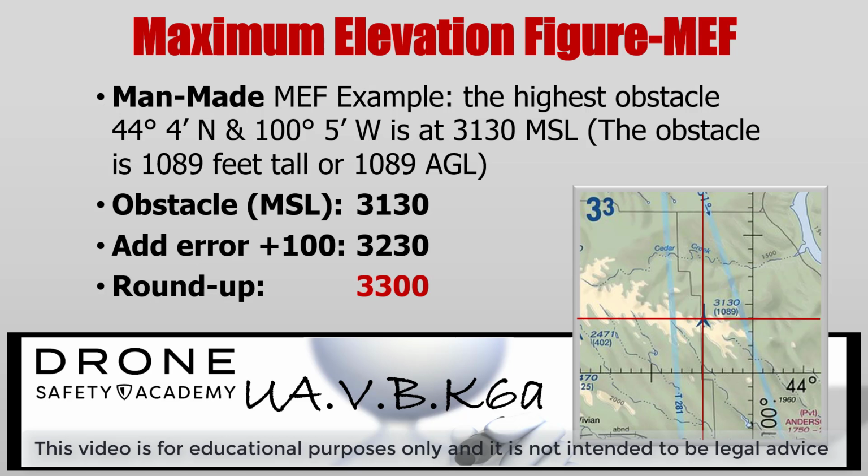Alright, we found our obstacle, and this is how it's figured out. The obstacle is listed in MSL at 3,130. We add some wiggle room. It's always 100, 3,230. Then we always round up to the nearest 100, 3,300. And that's where we get the maximum elevation figure for a man-made obstacle.